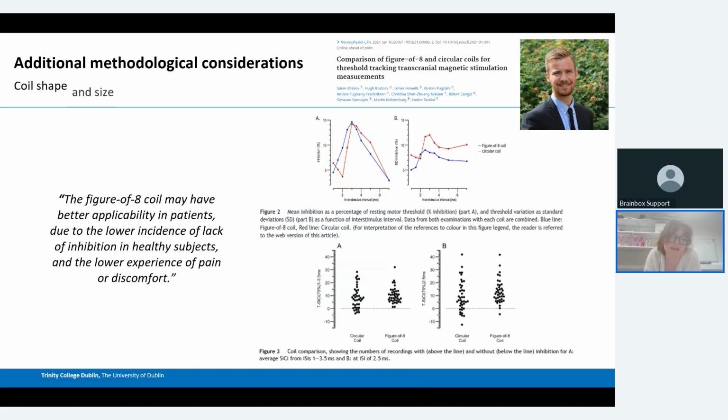And then, as I said, I've already mentioned that the coil size is also important. The smaller the coil you use, this can be important if you need to fit multiple coils on the head, particularly if you're delivering your conditioning stimulus to a different area, which is not the case in SICI, but is the case in other measures. You just physically can't fit 2 big coils on the head at once. But if you are only using 1 coil, I would recommend using a larger figure-of-8 coil, because then your thresholds will be lower and you're unlikely to hit that ceiling effect that could happen.